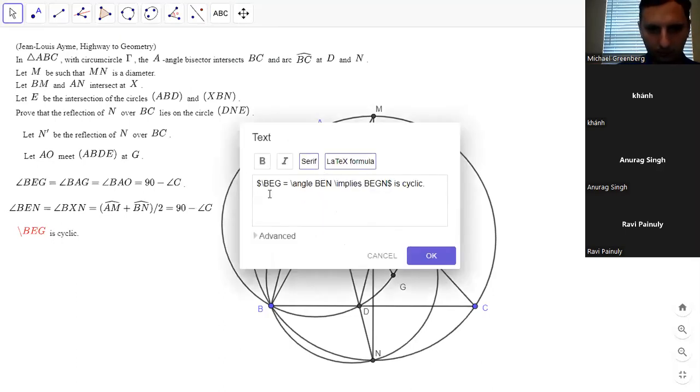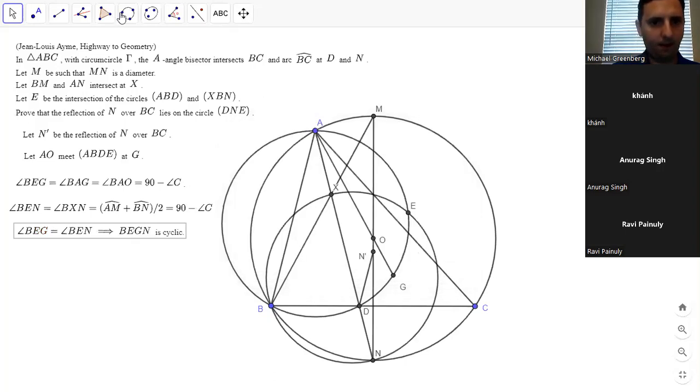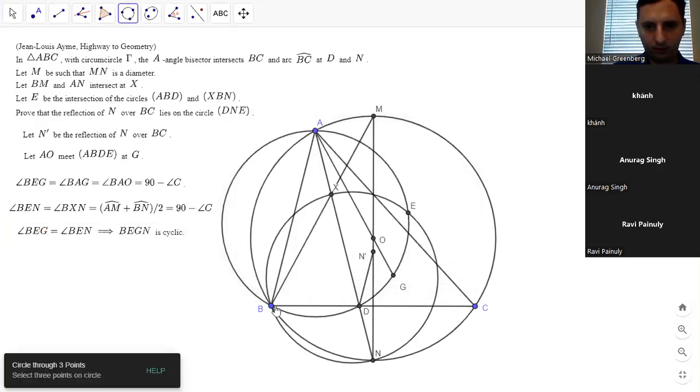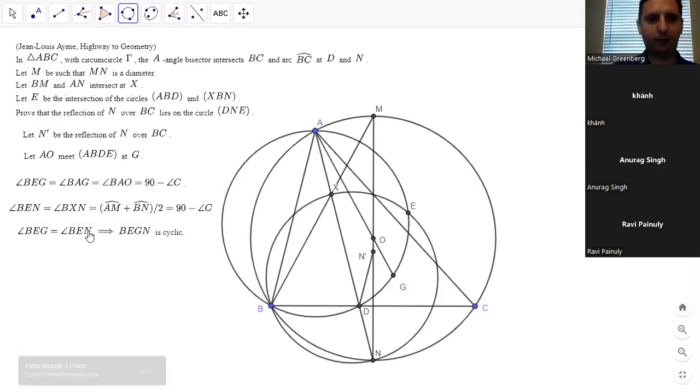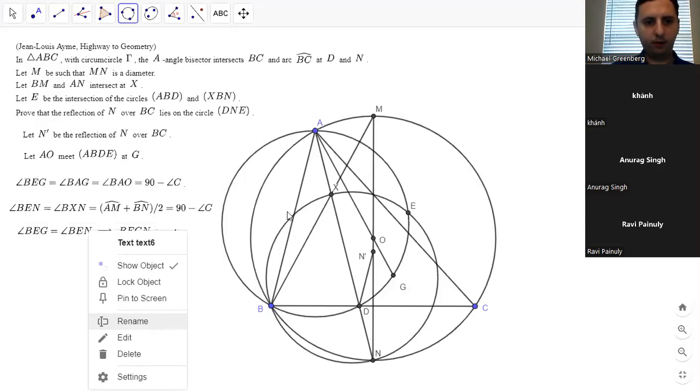What did I do wrong here? Oh, I forgot to put angle. So we could draw that circle. Oh wait, no, sorry, what am I doing? This means that E, G, and N are collinear.